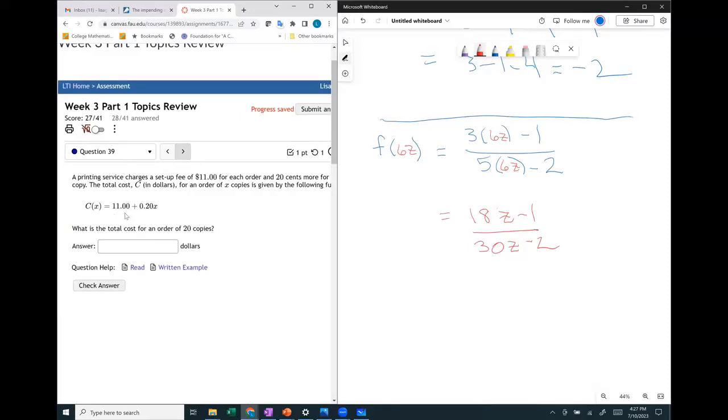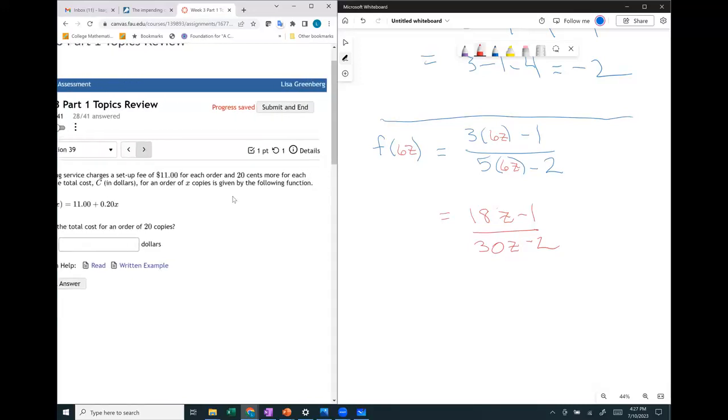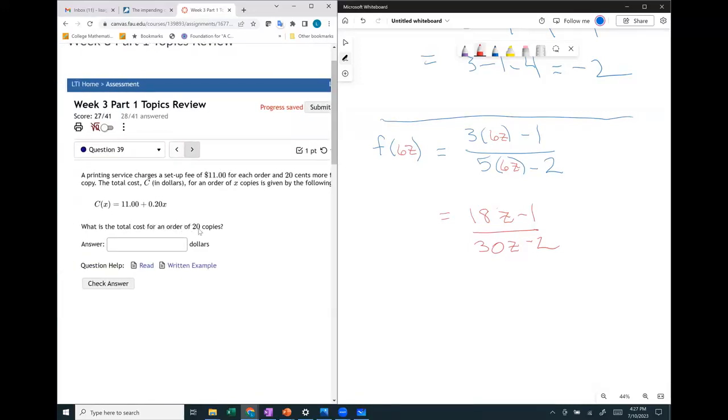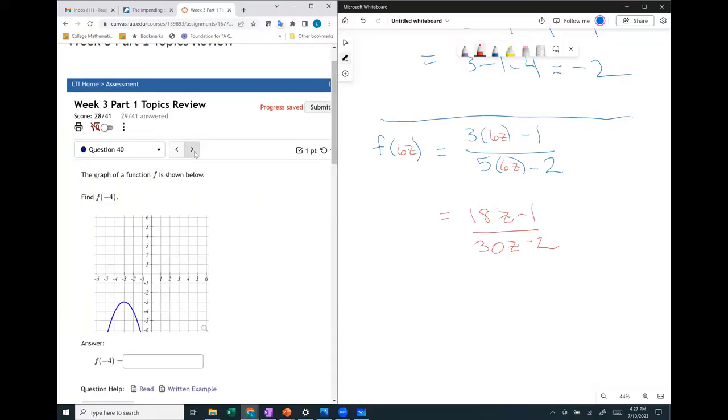So there's a setup charge of $11. That's what this 11 is. And I paid 20 cents per copy. So if I want to know if I make 20 copies, then x equals 20. And you just multiply this by 20 and you'll get $4. So this will be $15. I'm not going to really spend time on it. If you have questions, you can always come see me. You can always come ask me anything.